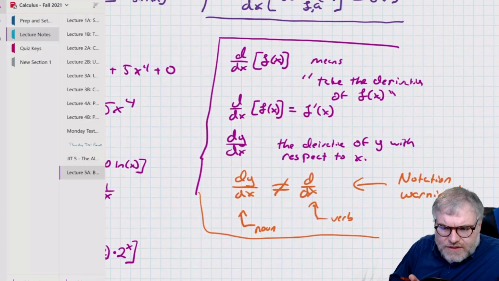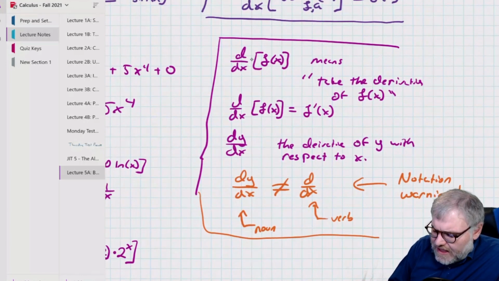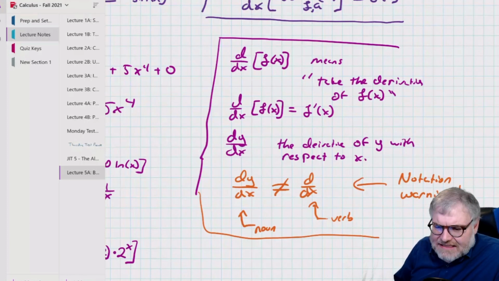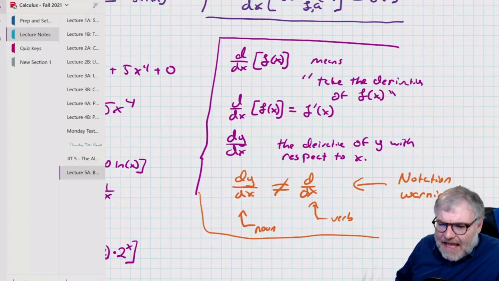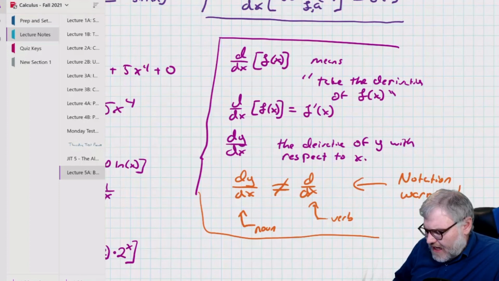A quick word on this notation stuff. d over dx of f of x means take the derivative of f of x. So the derivative with respect to x of f of x equals f prime of x. Now, dy over dx is the derivative of y with respect to x. That is completely different. dy over dx is not the same as d over dx. dy over dx is a noun, d over dx is a verb.